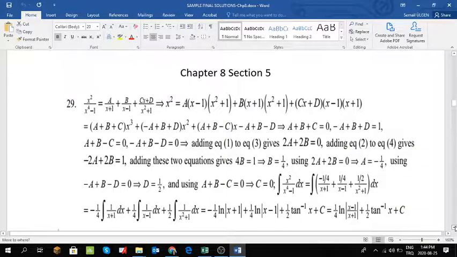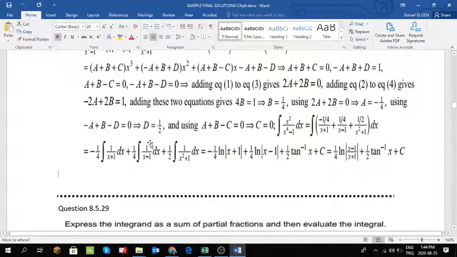Now we integrate this term by term. The integral of the first, the integral of the second term, integral of the third term.